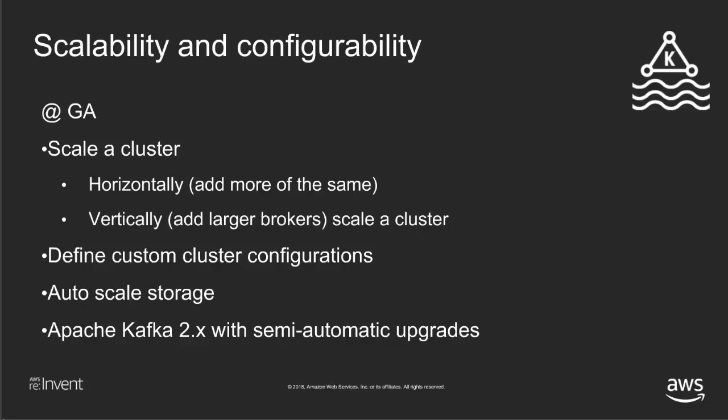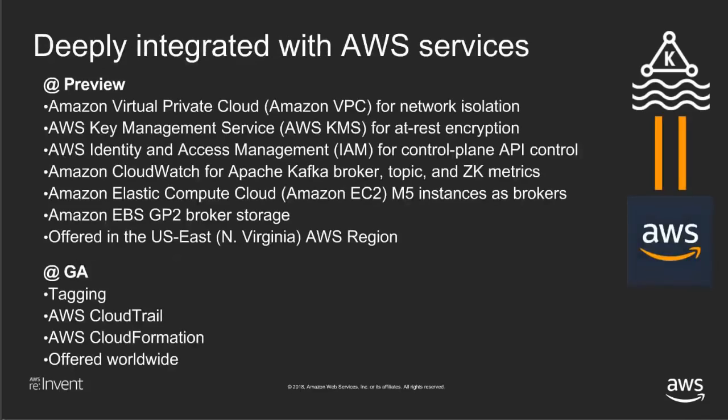And finally, as I mentioned, we'll be supporting Apache Kafka 2.x, some version of 2, and you'll have the capability to semi-automatically upgrade on your command. What we'll do is perform a rolling upgrade across the resources within the cluster. We'll take one broker down at a time, and if you're running Kafka in a highly available way, your applications that are writing or reading from Kafka should not see any downtime throughout this process.